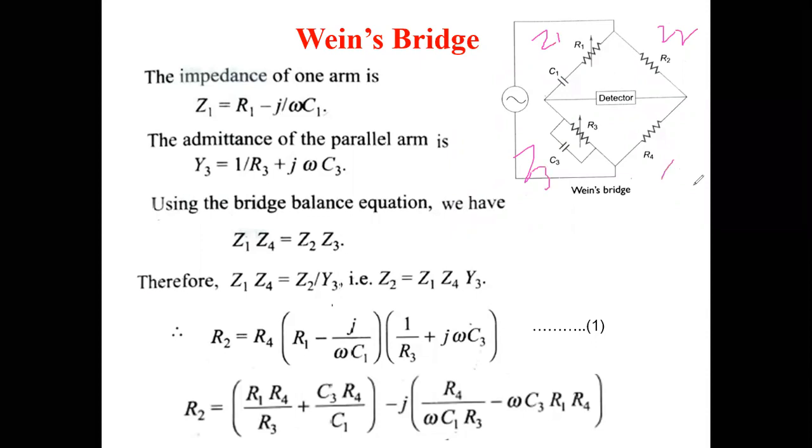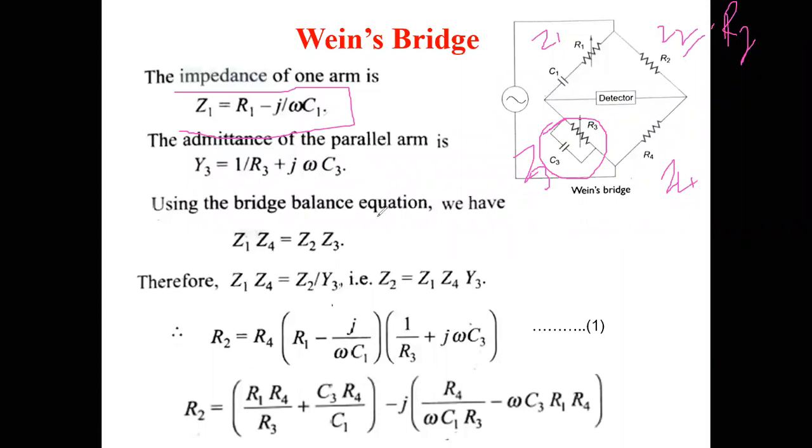In the Z1 arm, R1 and C1 are in series with each other, and therefore Z1 is equal to R1 minus j by omega C1. In case of Z2, it is nothing but R2 directly. But in case of Z3, it is a parallel combination of R3 and C3. Since there is a parallel combination, instead of taking impedance, we can take admittance. By simplifying and rearranging the terms, Y3 is equal to 1 by R3 plus j omega C3.